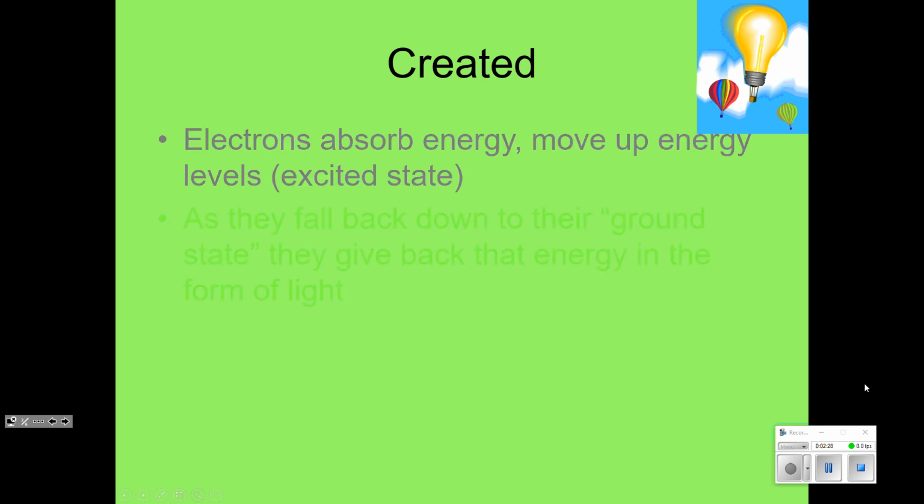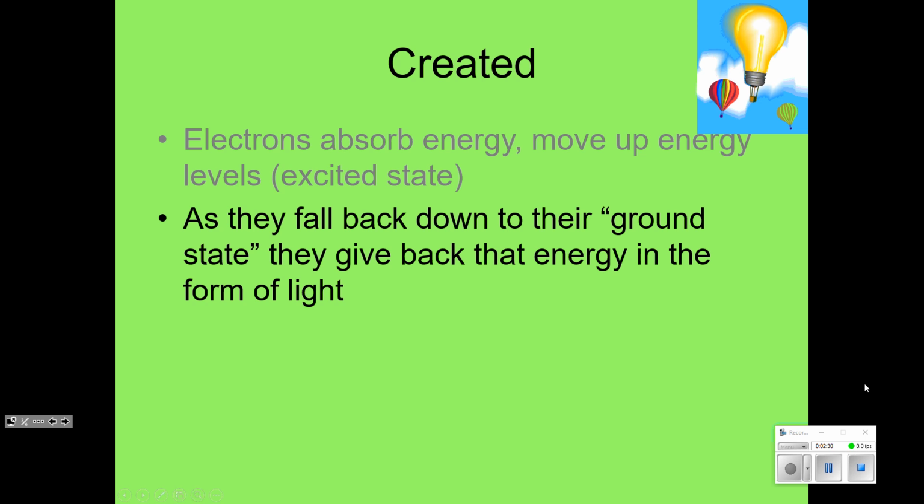However, when they are at that excited state, they cannot stay up there forever. So what happens is they will eventually fall back down to what's called a ground state. When they fall back down to that ground state where they normally are, that energy that they first took in is now released. It's released in the form of light.